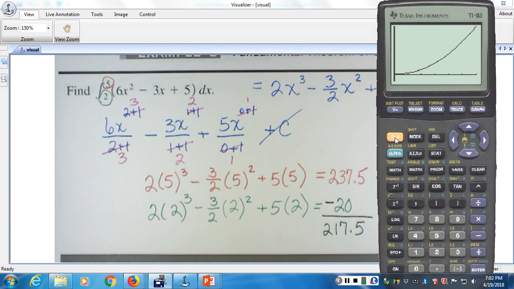And then you go second, trace to the calculate menu and down to number 7. And the lower limit was 2, and the upper limit was 5. And it shades in the area for you, and then it tells you how much it was. Okay?